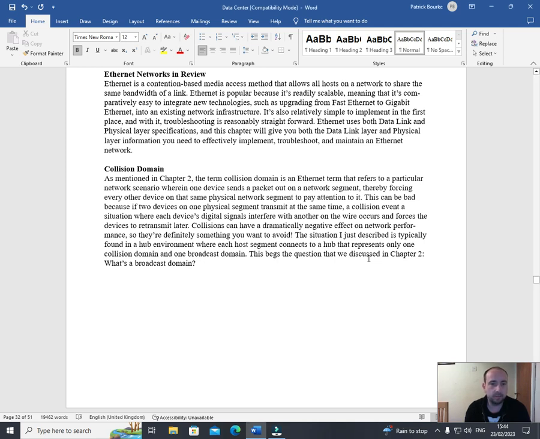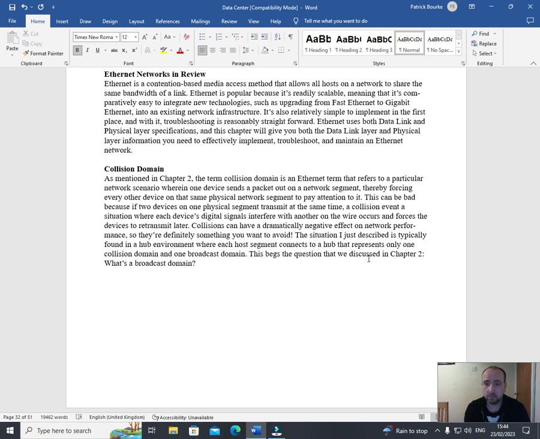Ethernet networks in review. Ethernet is a contention-based media access method that allows all hosts on a network to share the same bandwidth of a link. Ethernet is popular because it's readily scalable, meaning that it's comparatively easy to integrate new technologies, such as upgrading from Fast Ethernet to Gigabit Ethernet, into an existing network infrastructure.